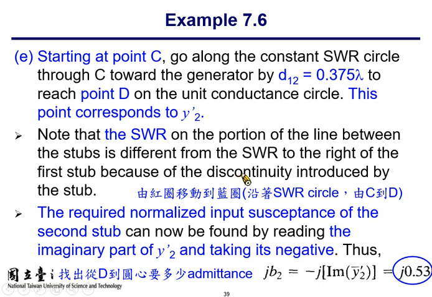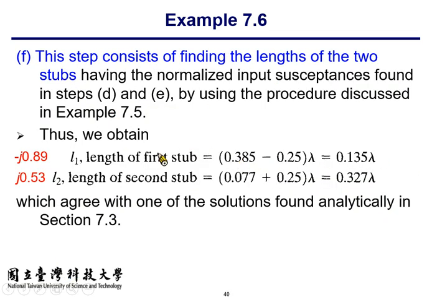Okay. So if you have the Smith chart at hand, you can find out the exact length required. So for L1, the first stub, which provides a negative susceptance of -j0.89, the required length is 0.135. Okay, it's close to my estimation.